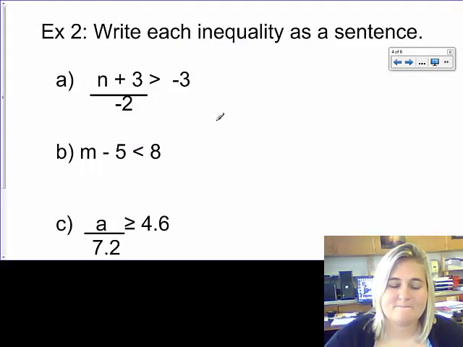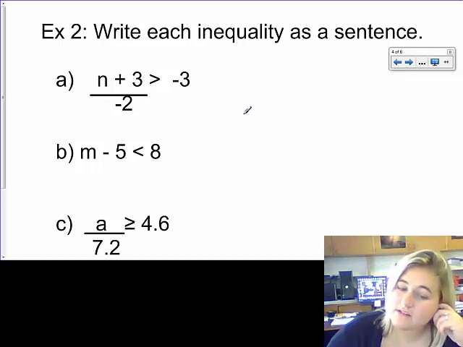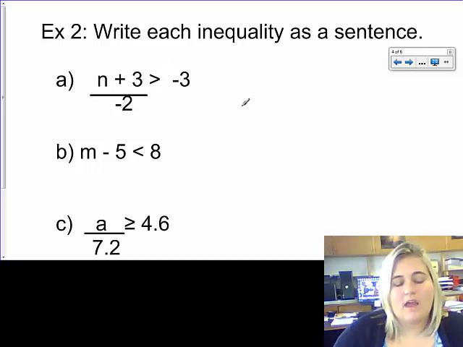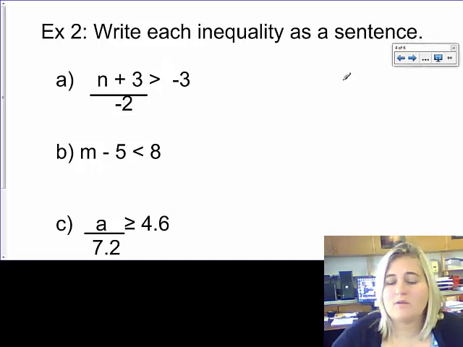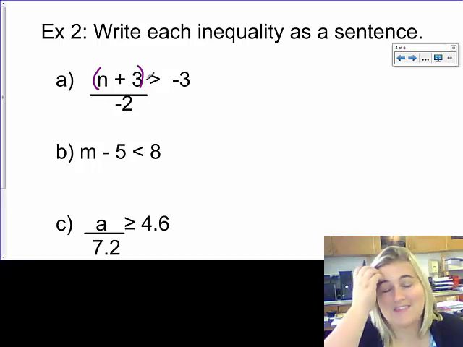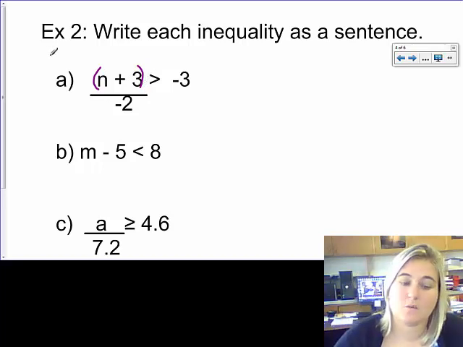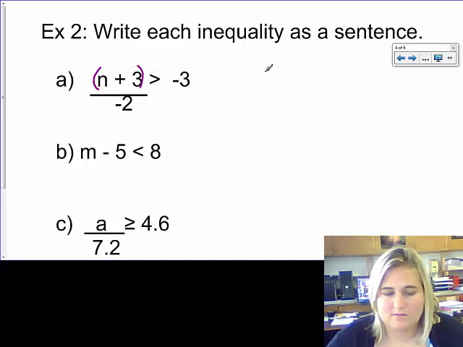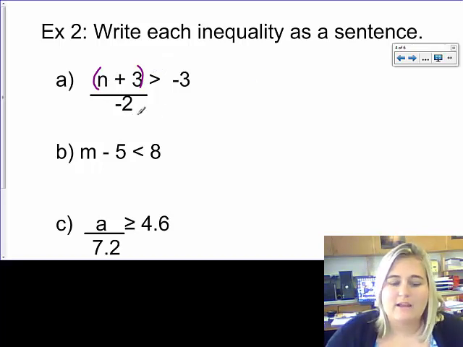Example 2 wants you to write each inequality as a sentence. Okay? So, on A, I'm going to say, first of all, I can see that I'm dividing here, but I also see that I have this quantity on top here. So I'm going to have to say that one way or another. And I'm guessing that the way that you would say it would be the quantity of n plus 3, or the sum of n and 3, divided by -2, and then I have to say something for this greater than sign. So I'm going to write this out.